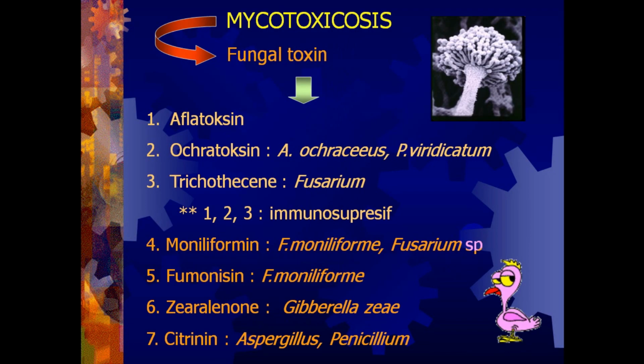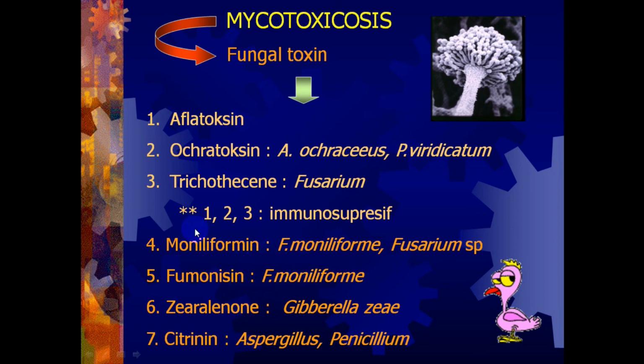Okay, next I would like to explain some cases of mycotoxicosis caused by fungal toxins that cause disease in chickens. There are many kinds of mycotoxins. These mycotoxins are a form of secondary metabolites produced by the fungi. There are many types. The most common one is aflatoxin, but there are also ochratoxin, trichothecenes, moniliformin, fumonisin.